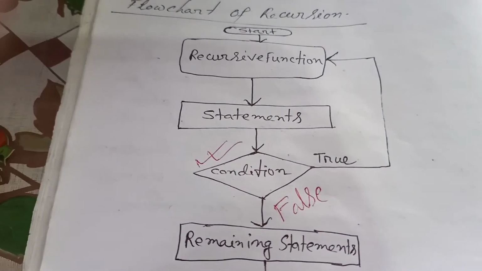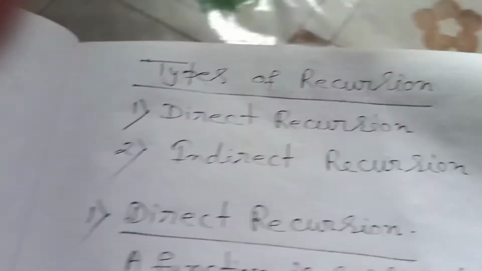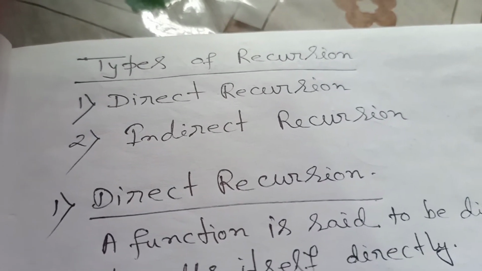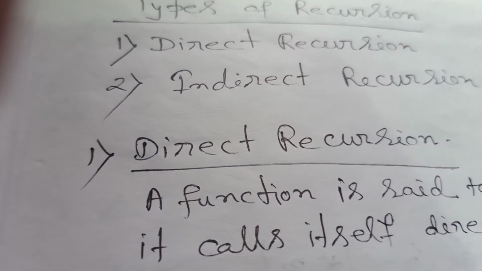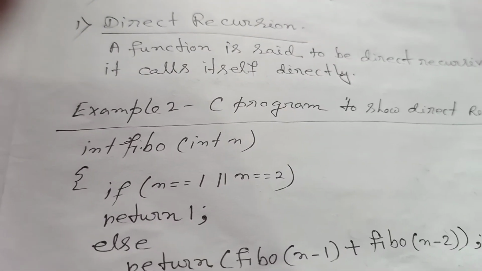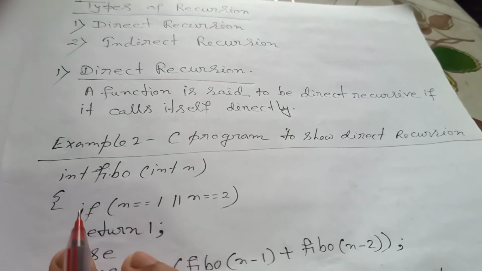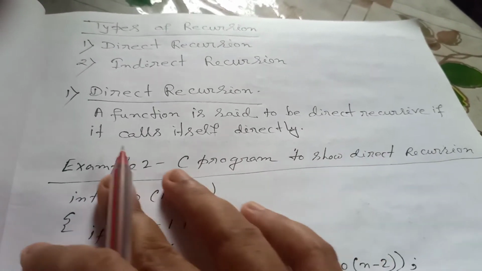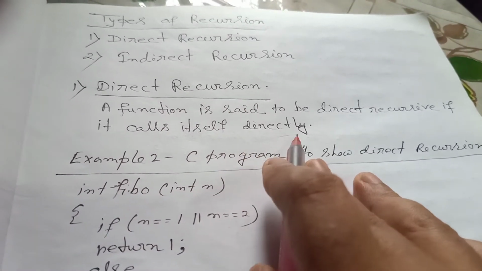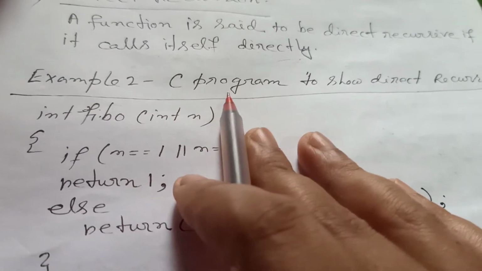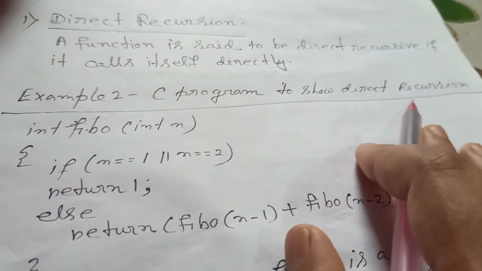Depending on the recursion process, we can divide it into two types. First is direct recursion and second is indirect recursion. What is direct recursion? A function is said to be direct recursive if it calls itself directly. So let's take an example C program to show direct recursion.